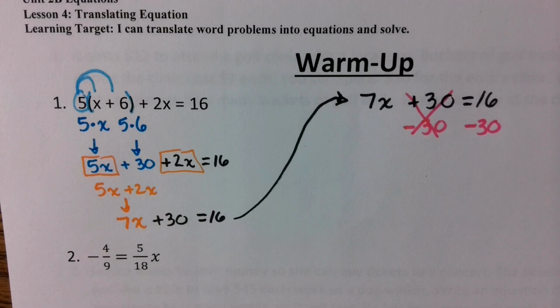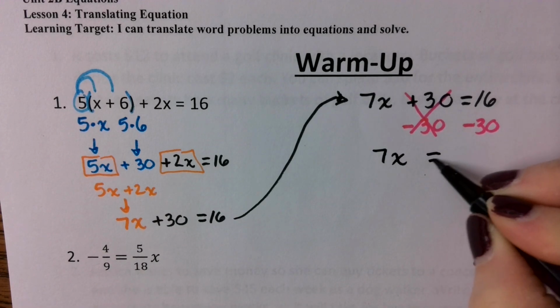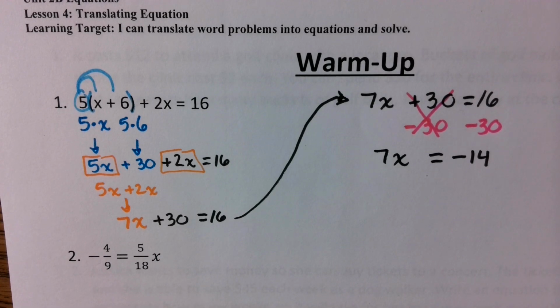Oh, okay, what is that? Negative 14. Good. So we get 7x is now equal to negative 14. That's our new equation that we've created.